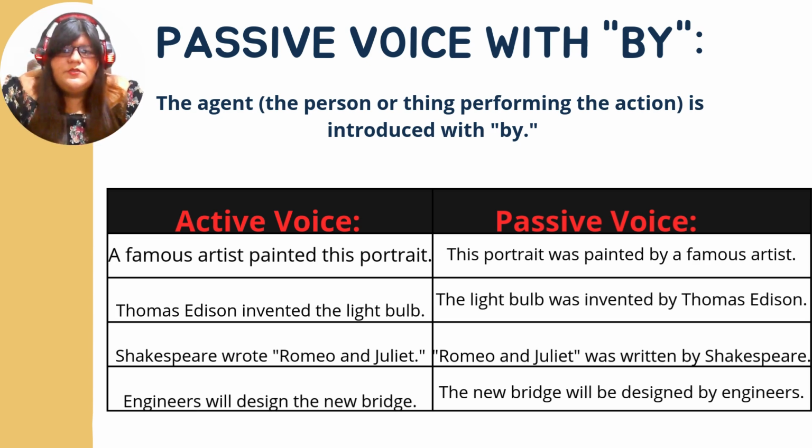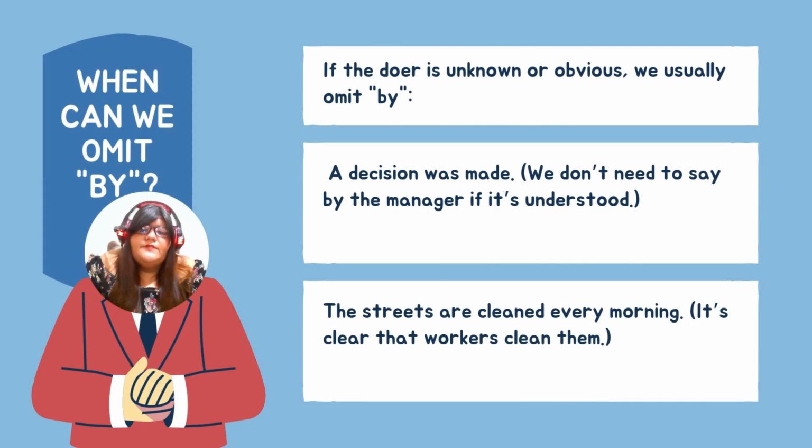But let's see more. Then we have when can we omit by? Yes, it's possible to omit by. If the doer is unknown or obvious, we usually omit the preposition by. For example, a decision was made. We don't need to say by the manager. It is understood, right? Because it's so obvious. You don't need to add anything else.